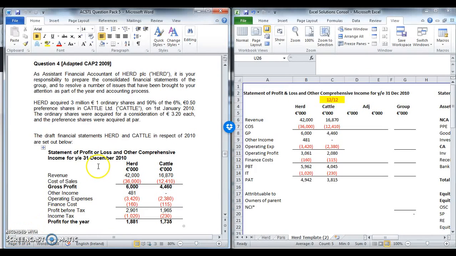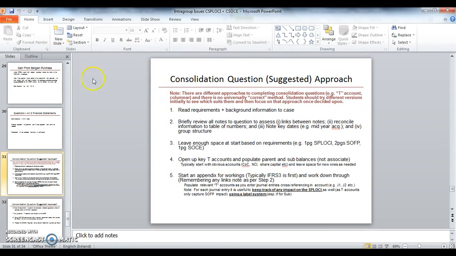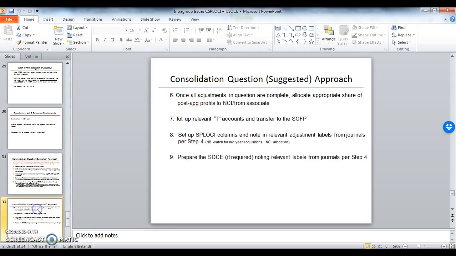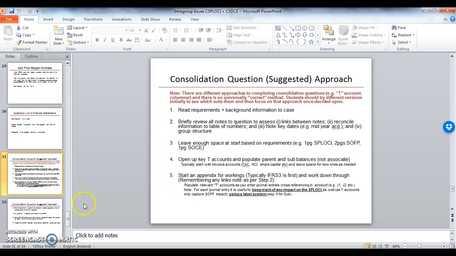This screencast is going to look at question 4, Herd PLC, from the question 5 question pack. So again, this is a fairly comprehensive question, and the first thing we're going to look at is the slides around consolidated Splochy and statement of changes in equity. I go through, and we've talked about this in class, the 9 key steps in terms of how you might approach it, and again, it's only a suggested approach.